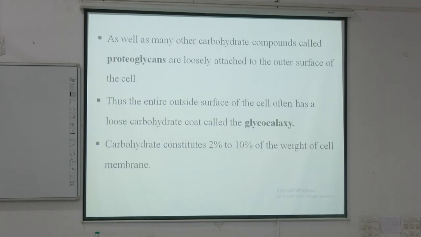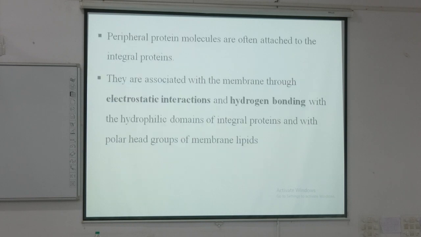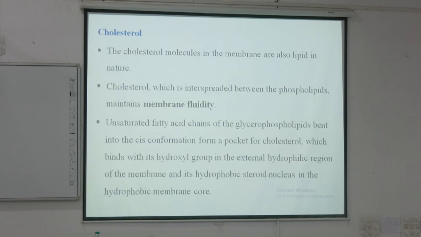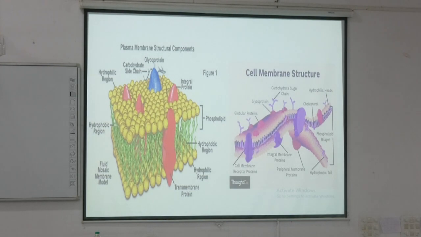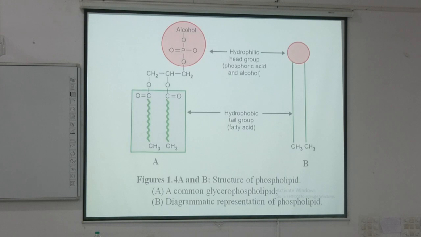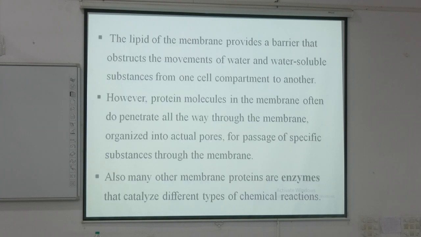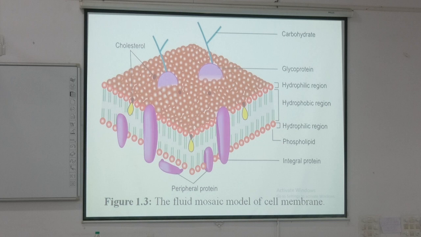Now you see the diagram first, because if you are not seeing the diagram, I think you are not able to understand what is the meaning of glycocalyx. These are the molecules which are called glycocalyx. Understand? The carbohydrate moiety which is attached to the outer membrane.